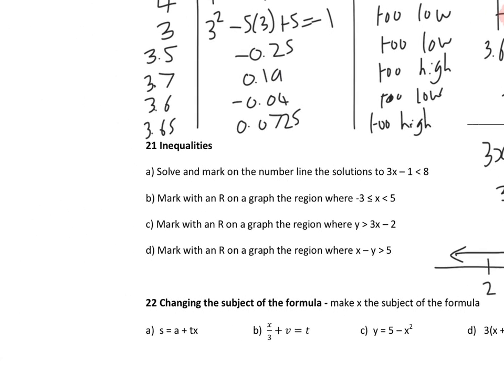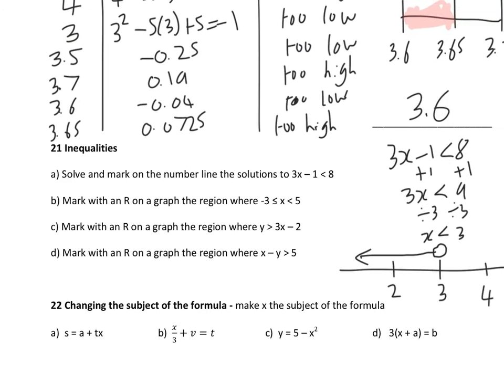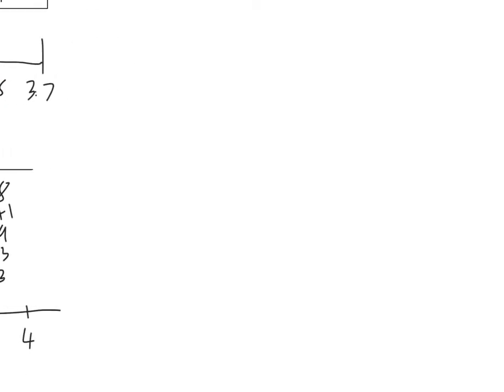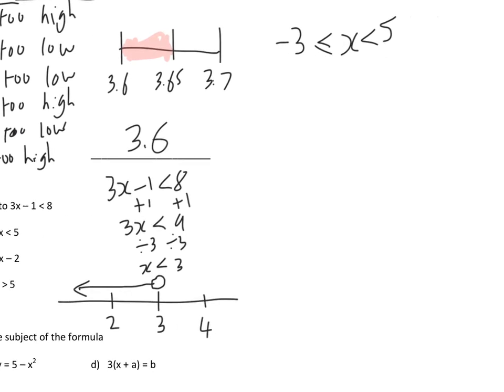The remainder of the inequalities questions then are to do with marking a region R on a graph. So we need to draw graphs for this. You'll have to just bear with the quality of the graphs here. So I'm going to do these to the side. The first one being x between -3 and 5. So x is between -3 and 5, and I think it could be equal to 5. Sorry, equal to -3. Yeah.